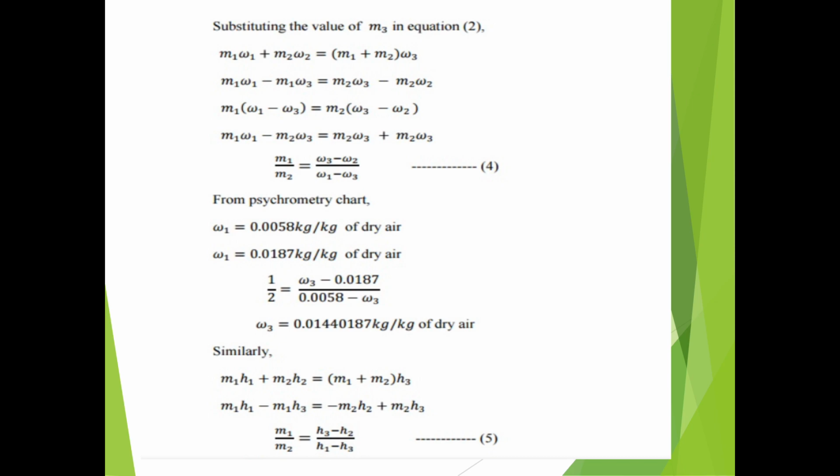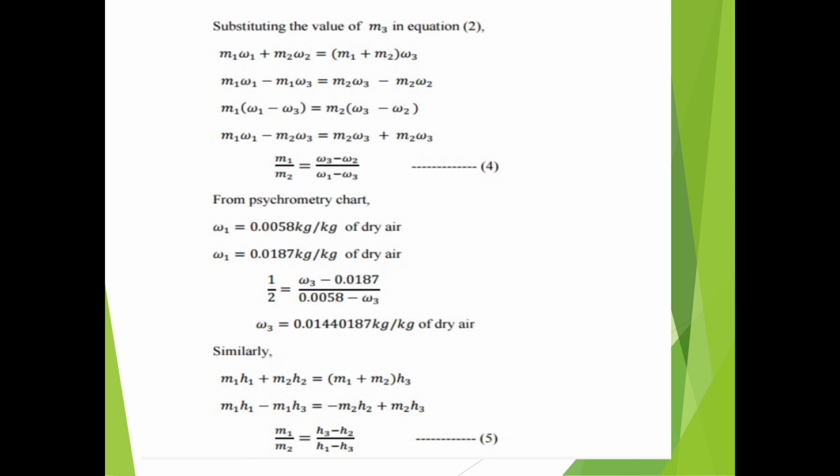Based on the psychrometric chart, we can determine that omega 1 is equal to 0.0058 kilogram per kilogram of dry air, and omega 2 is equal to 0.0187 kilogram per kilogram of dry air. So 1 divided by 2, that is equation number 4, M1 and M2 will be equal to 1 and 2. So 1 divided by 2 is equal to omega 3 minus 0.0187 divided by 0.0058 minus omega 3. Based on the simplification, omega 3 is equal to 0.0144 kilogram per kilogram of dry air.